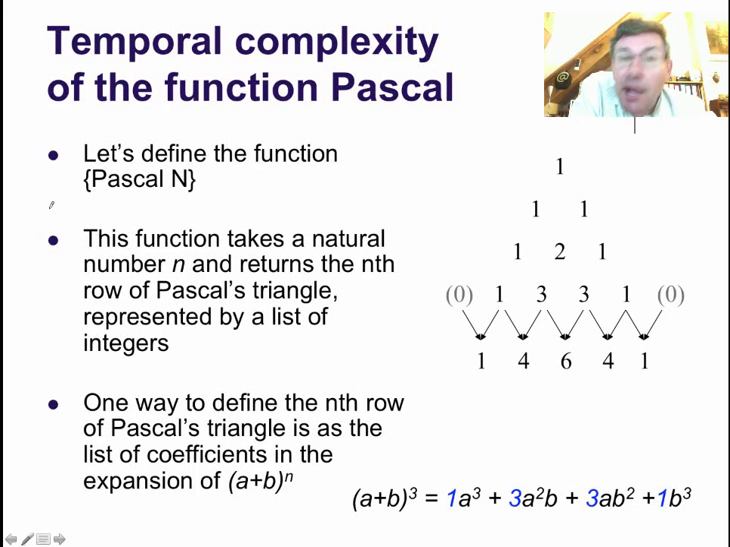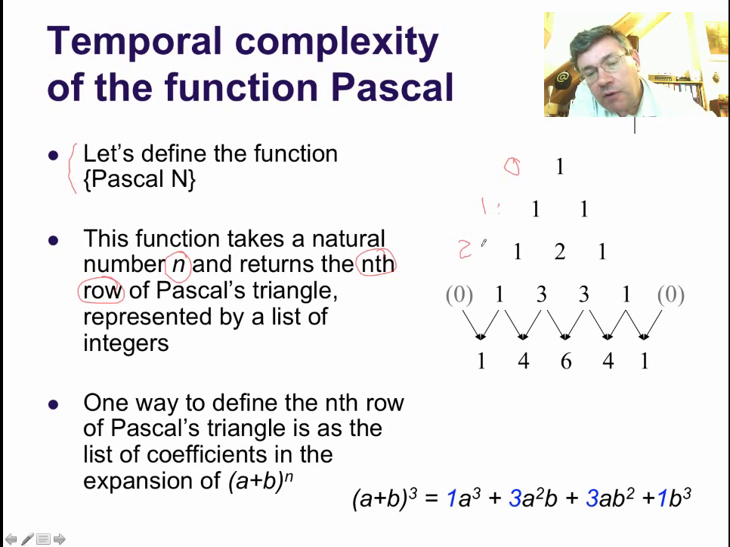Let's now calculate the temporal complexity of a program. Let's take the program Pascal of n, the function which calculates the nth row of Pascal's triangle. It takes a natural number n and returns the nth row, and each row is represented by a list of integers. So the 0th row is 1, the first row is 1, 1, the second row is 1, 2, 1, and so on.